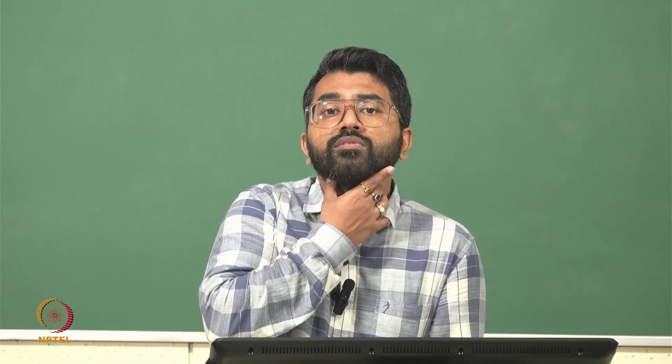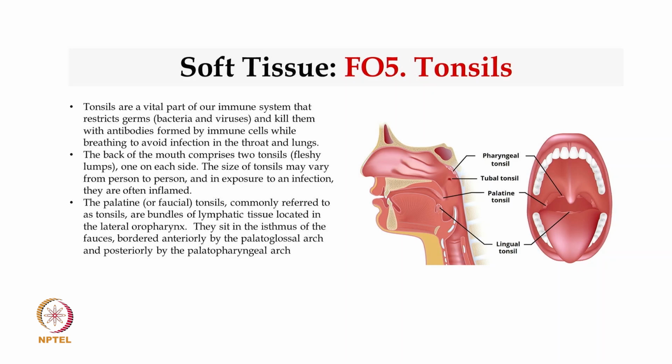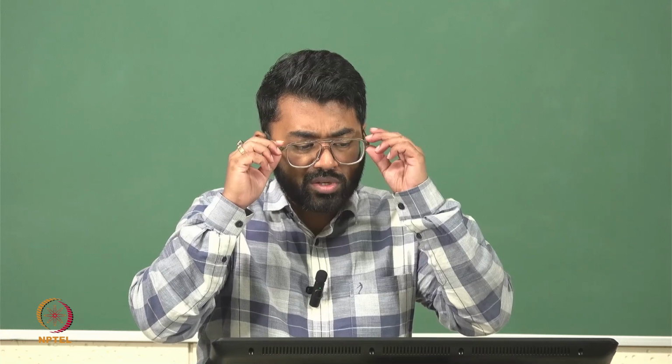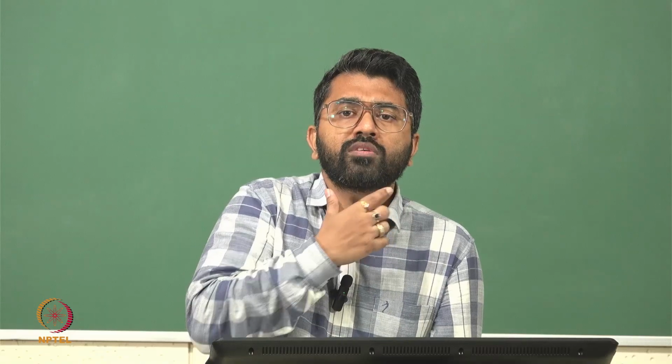It's very clear. We have always known where our tonsils are. These are typically known as fleshy lumps, one on each side. They are made up of flesh, but they have a unique material property. The size of the tonsils may vary from one person to another. Based on the structure of your body and different conditions, you may have different tonsil sizes, right?